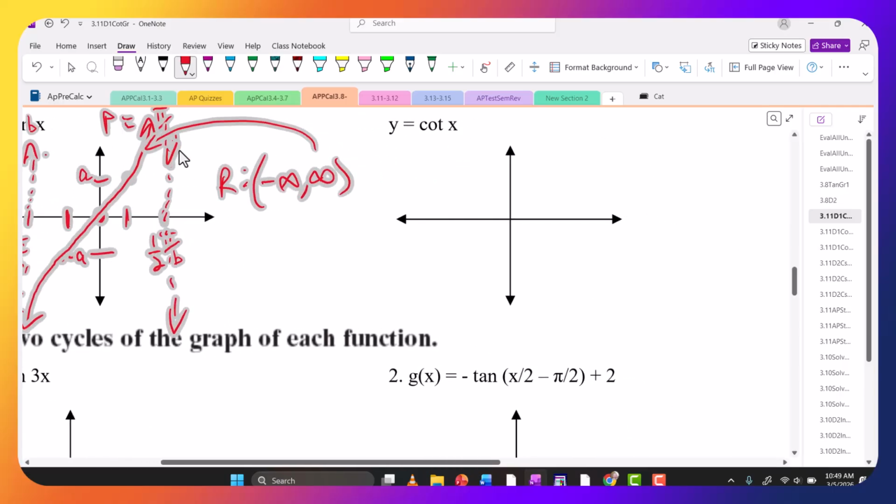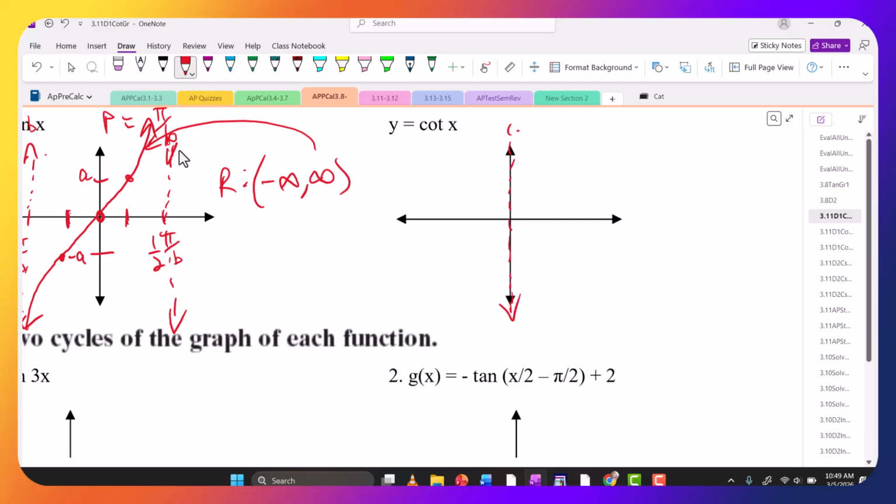Here's why you're going to love cotan. Cotan, unless it's phase shifted, starts with an asymptote and ends with an asymptote. And what is that asymptote? Whatever the period is. So that's why cotan you're going to love.